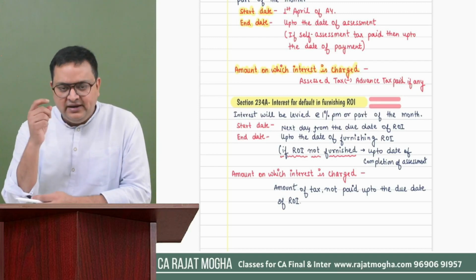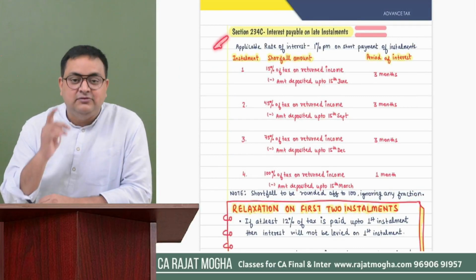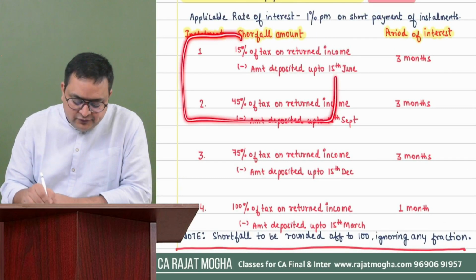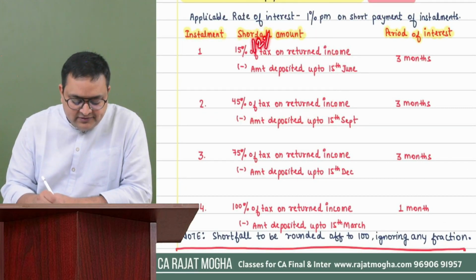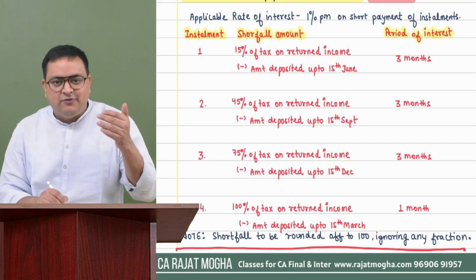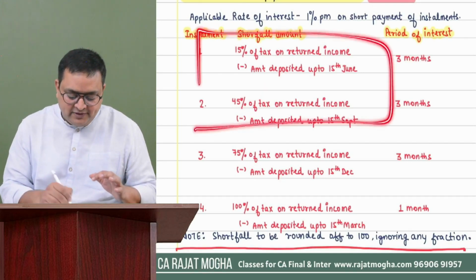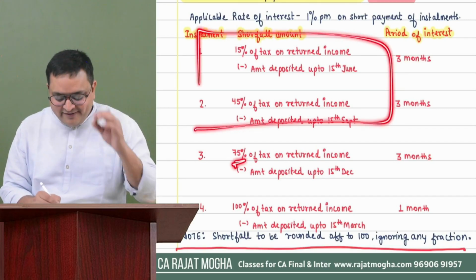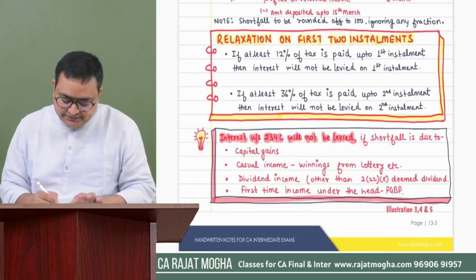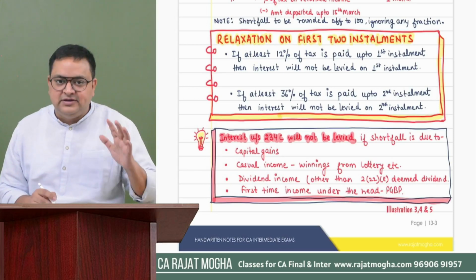Although 234A is not that important if you look at the past year papers. Generally the examiner will not ask about 234A, but yes, 234B and especially 234C is very important. Please remember this for your MCQ, that relaxation could be provided only for the first two installments. If it is even 12%, then we will say 234C interest will not be levied on the first installment. For the second, although you were supposed to pay 45%, even if you have paid 36%, relaxation will be provided in these two installments. But here you are supposed to pay 75%, and if you have paid 74% also, relaxation will not be provided.